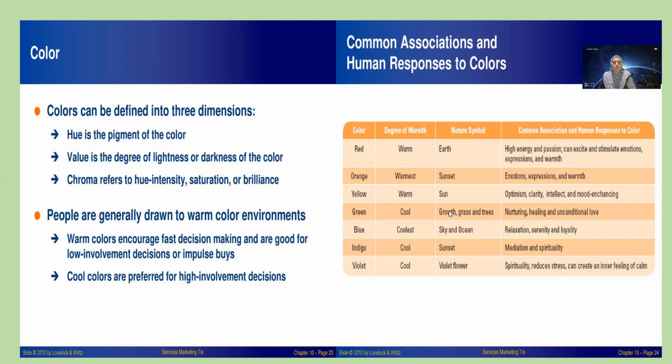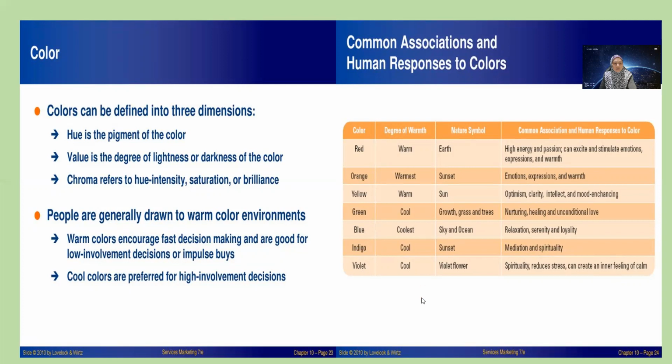Green, cool, refers to nature, grass and trees. Also for nurturing, healing, and unconditional love. Blue, sky and ocean, relaxation, serenity, and loyalty. Indigo, sunset, meditation and spirituality. Violet, violet flower, spirituality, reduces stress, and can also create an inner feeling of calm.